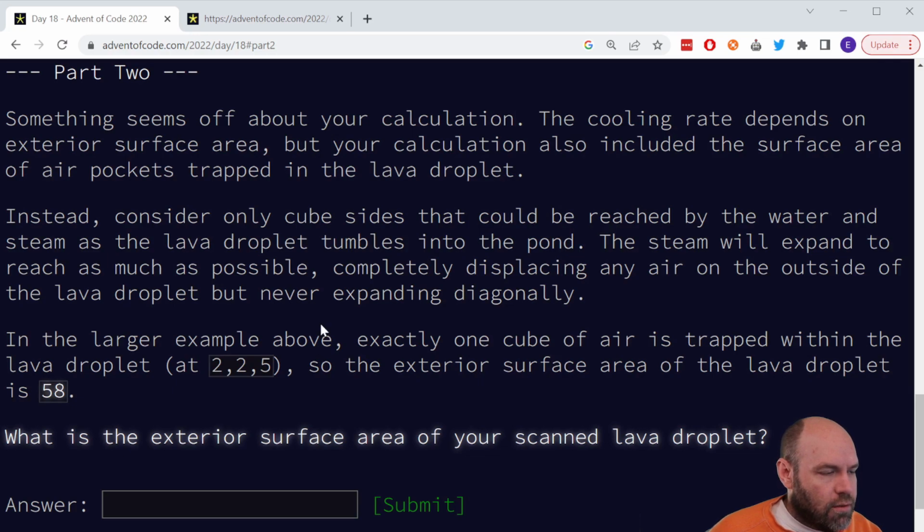Continue to part 2. Something seems off about your calculation. Right, because you have internal stuff. The cooling rate depends on the exterior surface area, but your calculation also included the surface area of air pockets trapped inside the lava droplet. Could not see that coming.